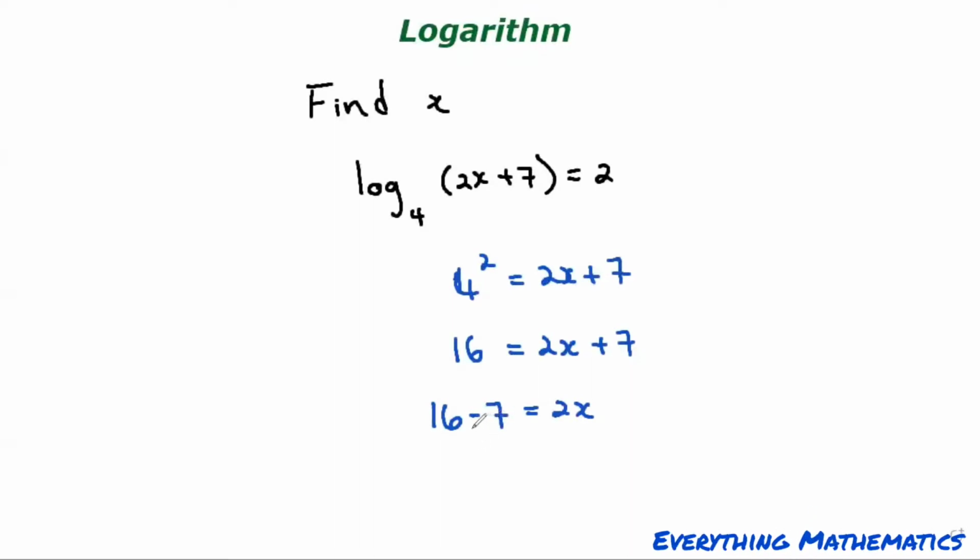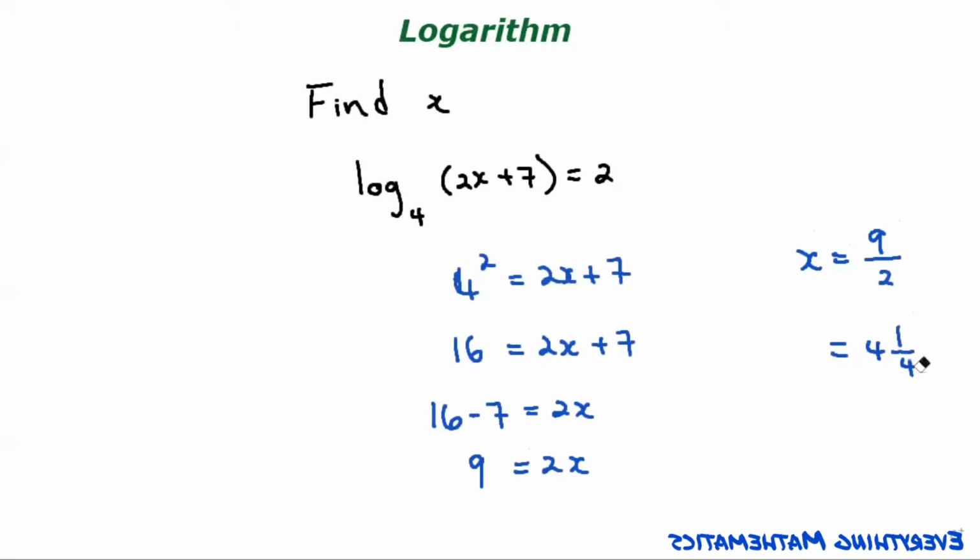Of course it's 9, and 9 is equal to 2x. If I divide both sides by 2, I will see that x is actually equal to 9 over 2, or if you want, you could put 4.5. Up to you. 4.5. Good. So yes, this is how we would go about finding x.